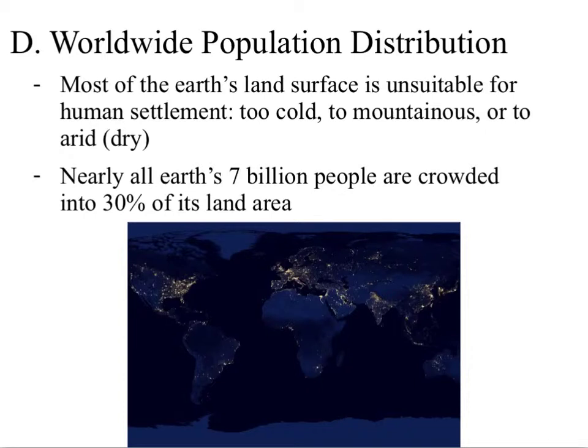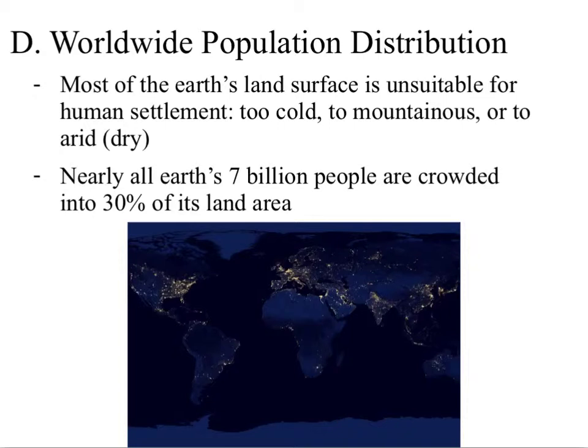In terms of worldwide population distribution, here we're not talking about by age, but we're talking about geographically, where people live. Most people are kind of packed into a small amount of land area. You start with the fact that 30 or so percent only of the Earth's surface is actually land as opposed to ocean, and add to that most of that 30% or so of land is not very suitable for people to live in. It's either too cold, too hot, too mountainous, too dry, which means that most of Earth's population is crowded into only about 30% of its land area.